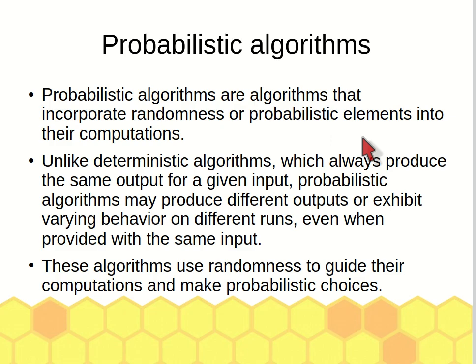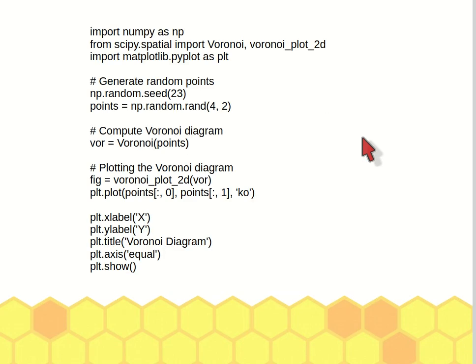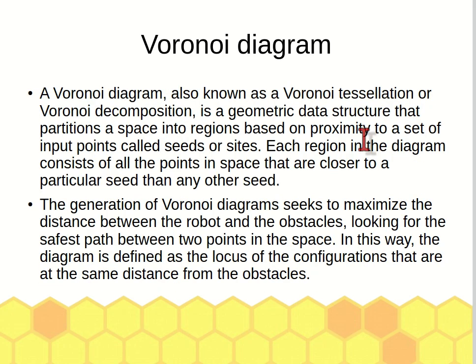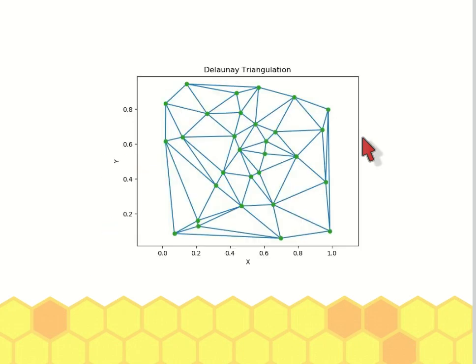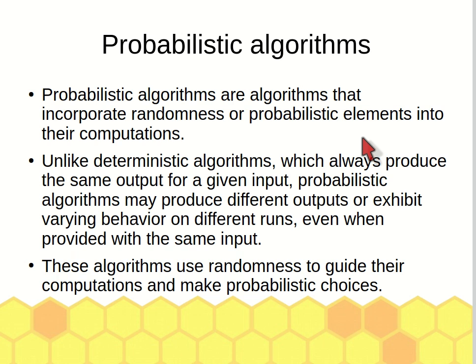Okay, probabilistic algorithm. This is in contrast to deterministic algorithm. The algorithms we have discussed, Voronoi diagram, potential field, and Delaunay triangulation, are considered deterministic. Probabilistic algorithm is considered non-deterministic because of the element of randomness, the existence of randomness and probabilistic element in the algorithm.